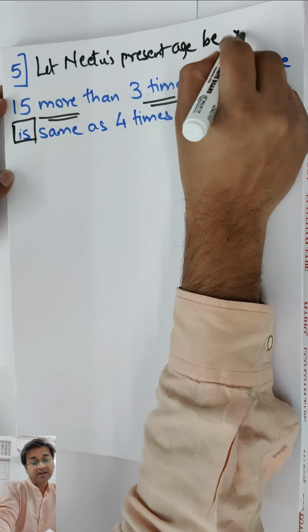Number decreased by 30 is same as 14 decreased by 3 times. First find your separator. Is same as is your separator. So before this everything LHS, after this right hand side. And what are you going to assume? The number. So let the required number be x. Now number decreased by 30, so that means x is decreased by 30. Is same as, so equal to 14 decreased by 3 times the number. So 3 times the number, 14 decreased.